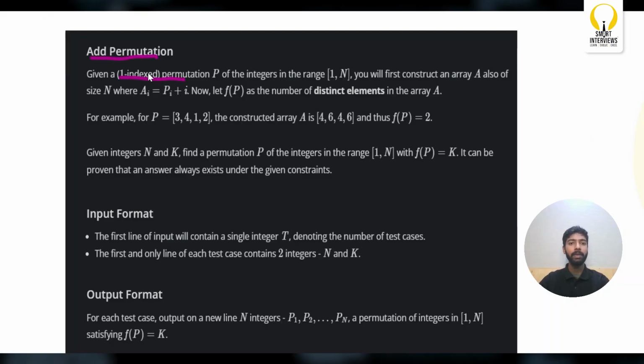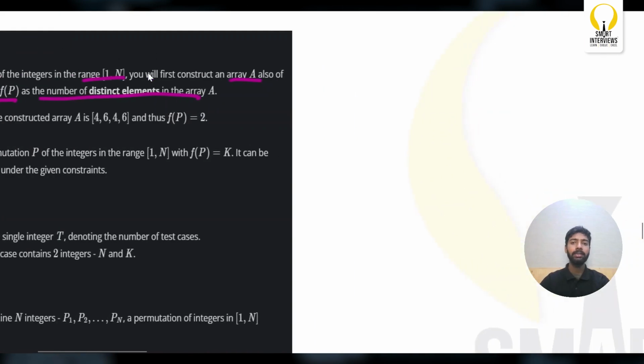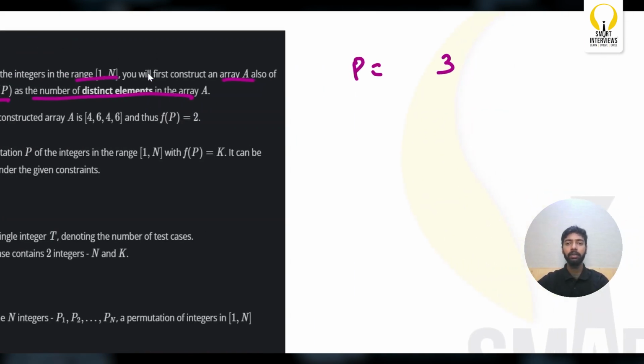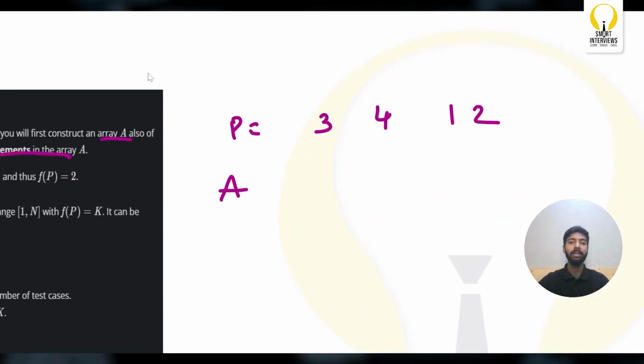You're given a one-based permutation in the range of 1 to n. We'll have to construct an array A of size n, where A of I equals P of I plus I. Let F of A be the number of distinct elements in our array A. So let's take the example. Let's say the permutation P is 3, 4, 1 and 2. Now how can I generate A? Since it is one-based indexing, I have to add 1 here, 2 here, 3 here, and 4 here. This becomes 4, this becomes 6, this becomes 4, and this becomes 6.